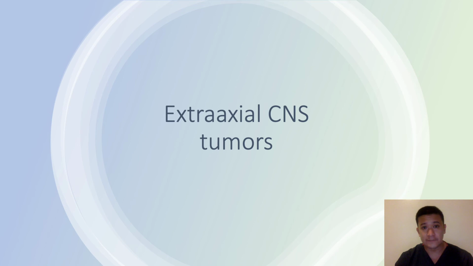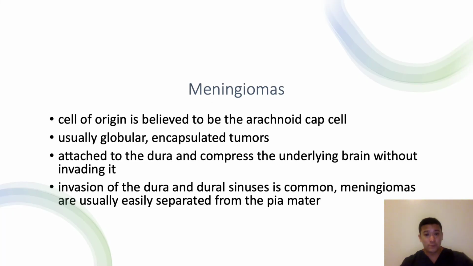Now moving on to, just bear with me a few more slides, the extraaxial CNS tumors. So meningiomas. The cell of origin is believed to be the arachnoid cap cells. These are usually globular encapsulated tumors, attached to the dura and compress the underlying brain without invading it. Invasion of the dura and dural sinuses is common, though, and meningiomas are usually easily separated from the pia mater.